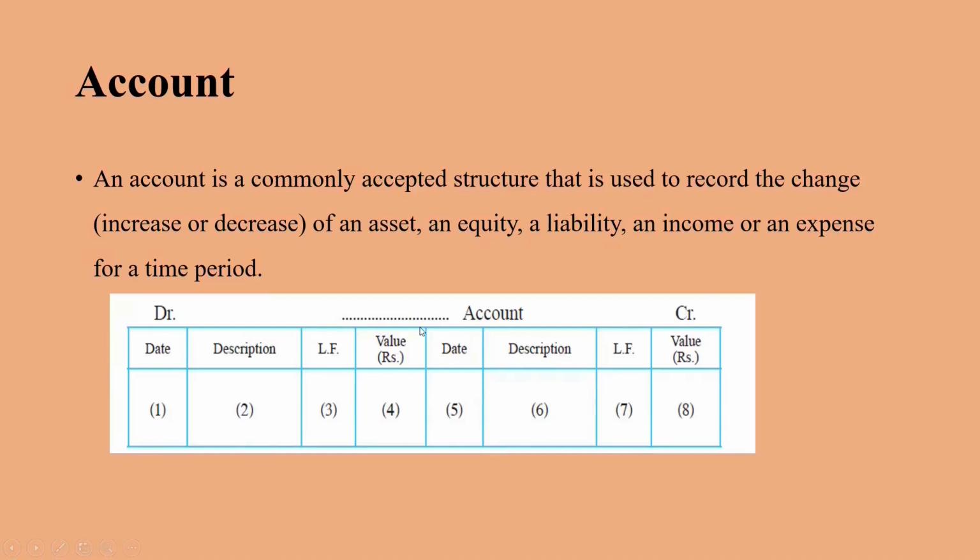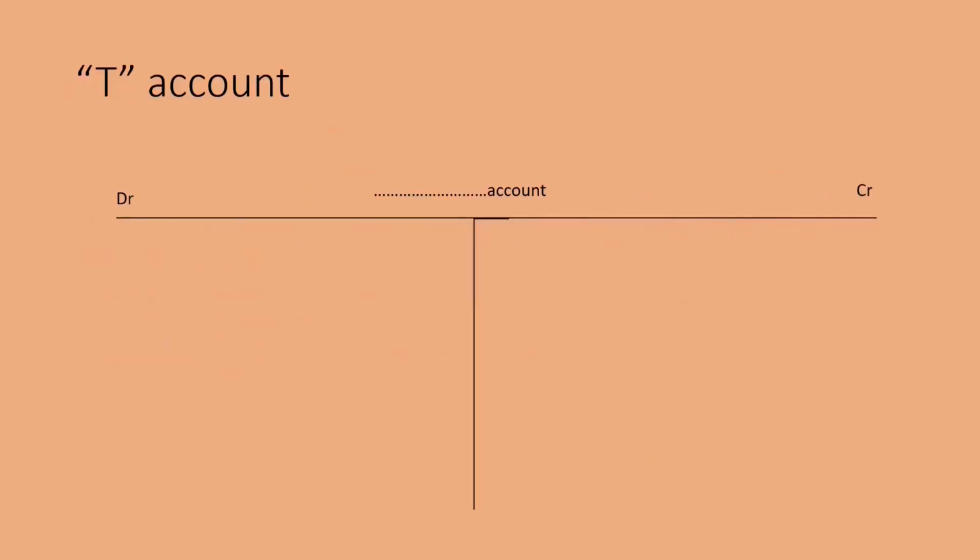Here we firstly write the name of the account. In the date column, we write the date that the transaction occurred. In the description column, we write the name of the account that is used to record the other entry of the double entry. The ledger folio column is used to write the page number of the account that is used to record the other entry of the transaction. Next, the value of the transaction. The same repeats for the next columns. Instead of the previously discussed structure, we can use a T account to record transactions.